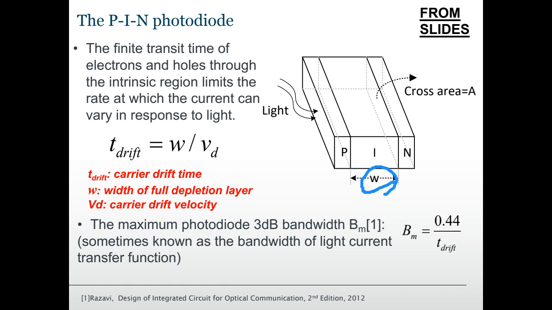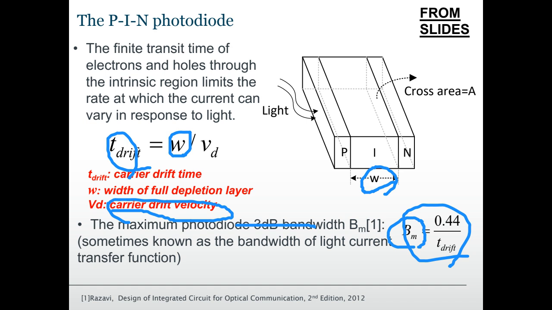The carrier drift velocity is a constant that will be given to you on the exam paper. So if the width is given to you as well, you can calculate the drift time. And then the bandwidth is like this. The 3 dB bandwidth for the photodiode rule of thumb is like this. You do need to remember these two equations, but you do not need to remember the value for the drift velocity. This is a constant that will be given to you.